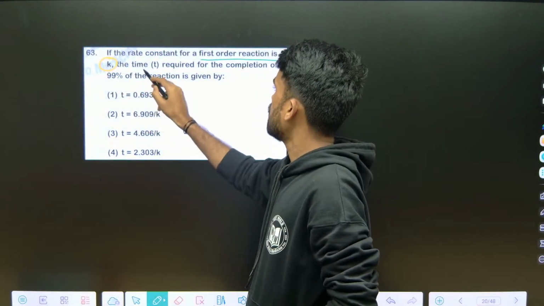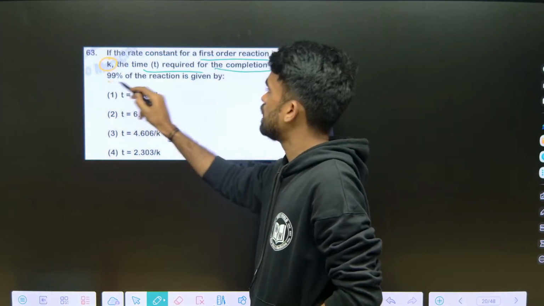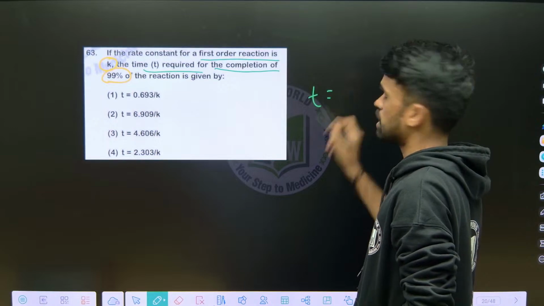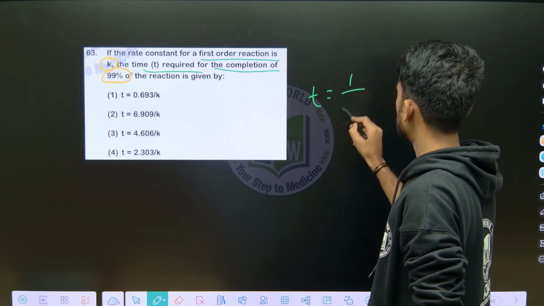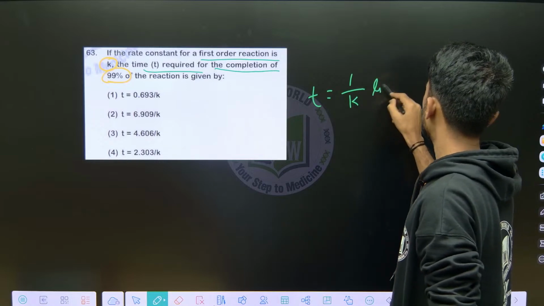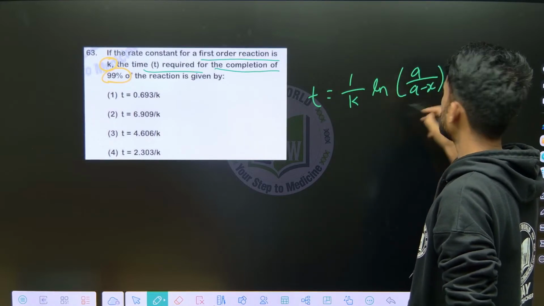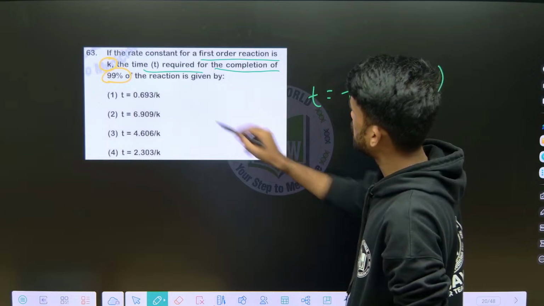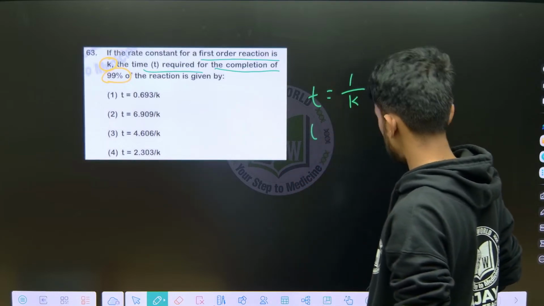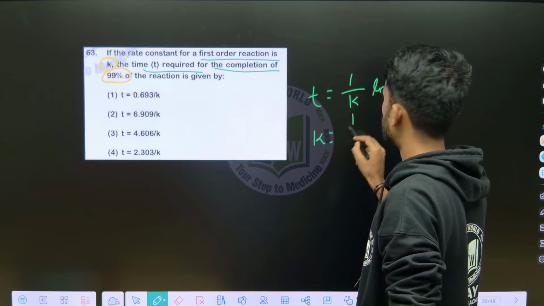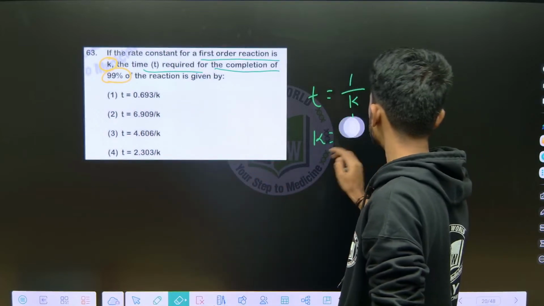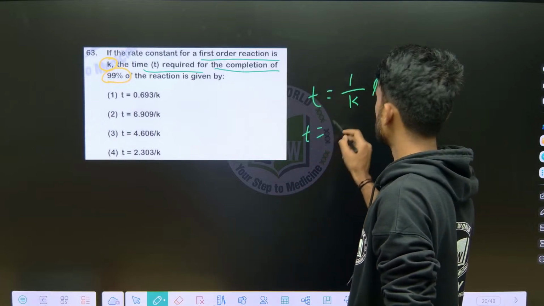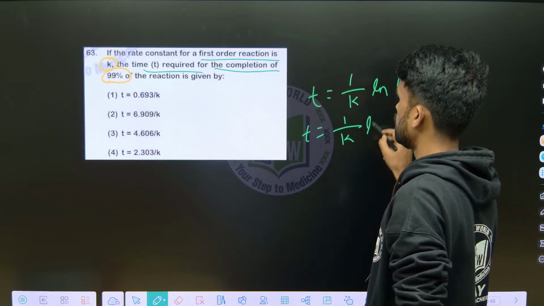Next, see, the rate constant they are saying. If the rate constant for a first order reaction is K, the time T required for completion of 99%. See, what is the formula we have for the rate of a reaction for first order? T equals 1 by K ln A by A minus X. A means the initial concentration, A minus X after some time T. Okay, so they are saying T 99%. So they are asking about T in terms of K. So I can write T equals 1 by K ln.